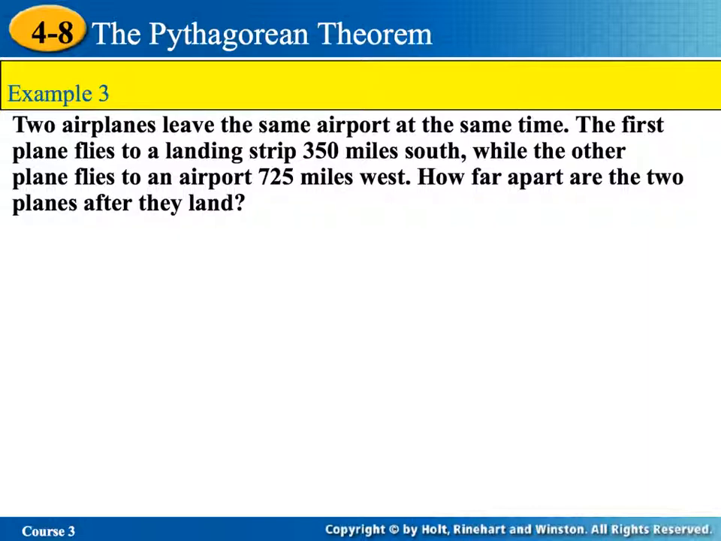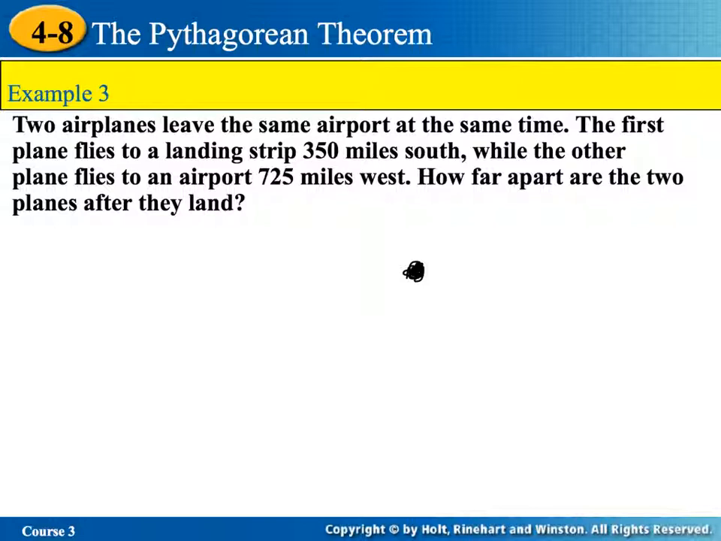All right, so it says 2 airplanes leave the exact same airport at the same time. The first plane flies to a landing strip 350 miles south, while the other plane flies to an airport 725 miles west. How far apart are the 2 planes when they land? All right, well, the very first thing is we've been dealing with Pythagorean theorems. We need to have a right triangle. They both start at the same point. There's my airport. Oh, that's an ugly airport. Big dot, ugly airport.